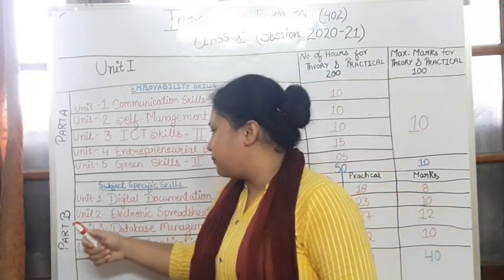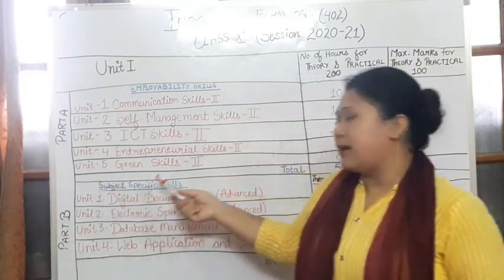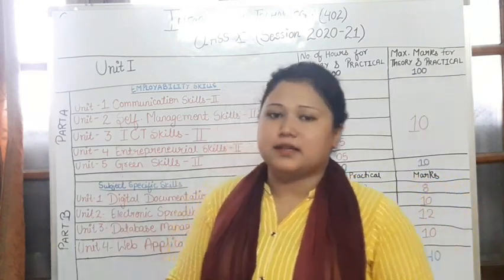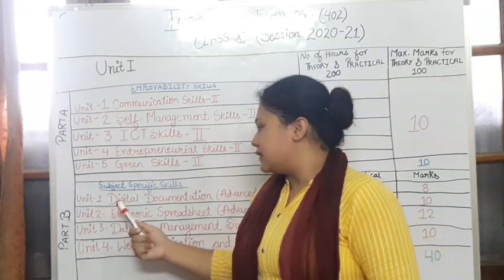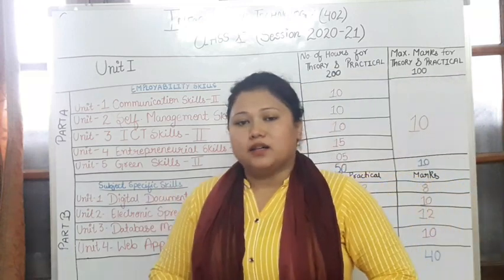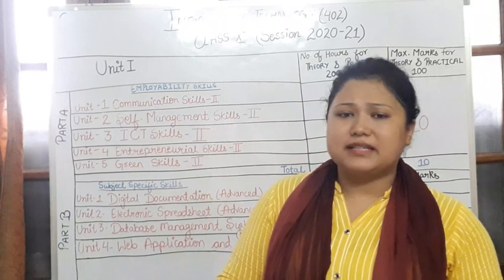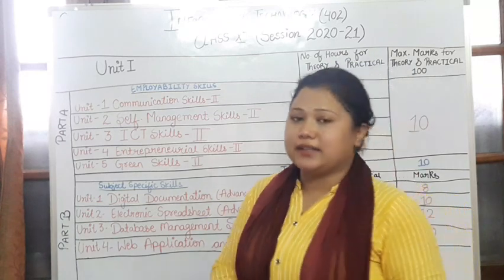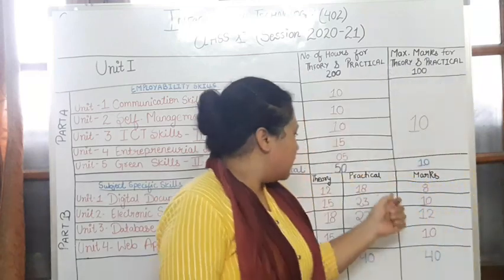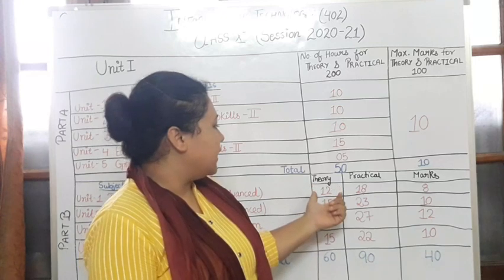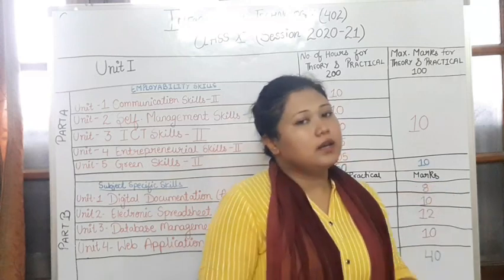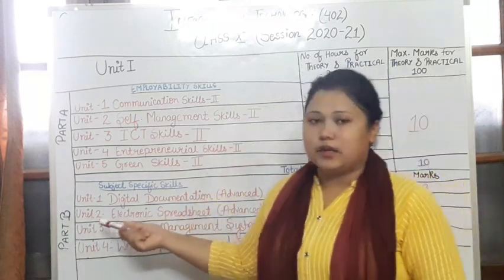Next is part B. It is called subject specific skills. All these chapters are practical based. Unit 1 is digital documentation advanced. It is an advanced method because we have already learned the basic method in grade 9. Digital documentation advanced consists of 12 hours of theory and 18 hours of practical. And in the exam, 8 marks of questions will come from this unit.